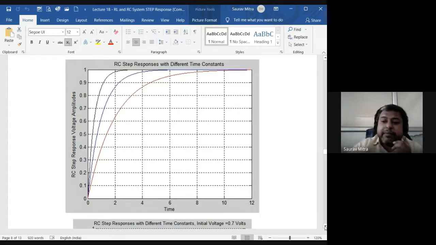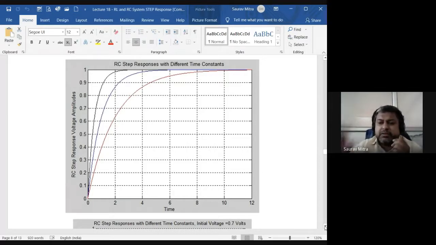So this is actually the capacitor voltage buildup. Black, blue, or red, which voltage is reaching the steady state fastest? Black. Very good, Rutik. So in this case, the black voltage is reaching the steady state fastest. That means the time constant in black is actually small. And what is the time constant of an RC circuit?